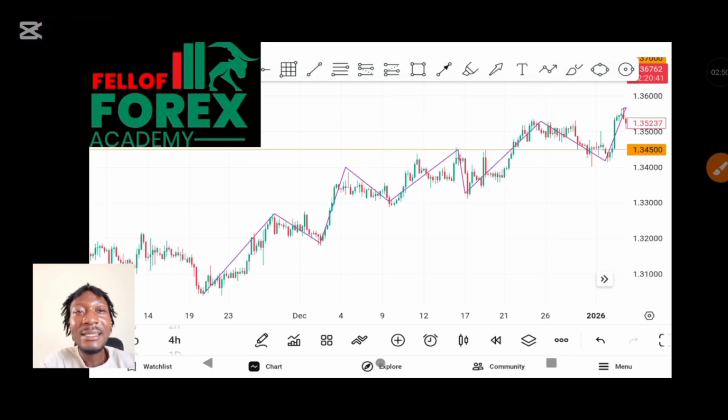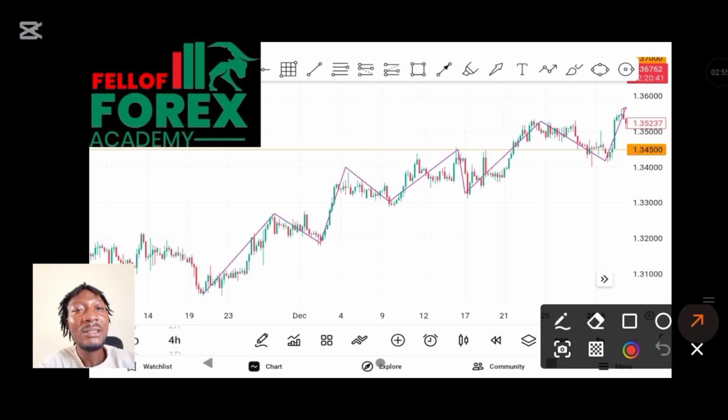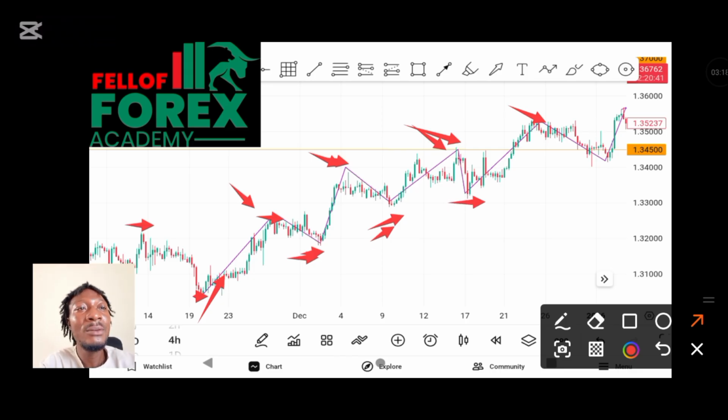Now, this is it on candlesticks. I had to draw out this line so that you can see how real it looks. You realize this low is higher than this low. This high is higher than this high, and this high is higher than this high, while this low is higher than this low. This low is higher than this one. And that's how it keeps going. That tells you the market is in an uptrend. It's very simple.